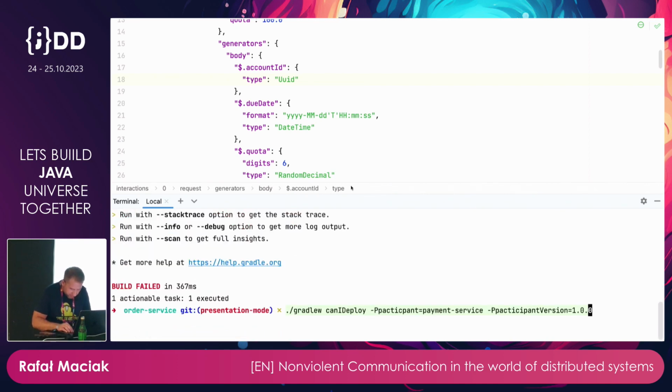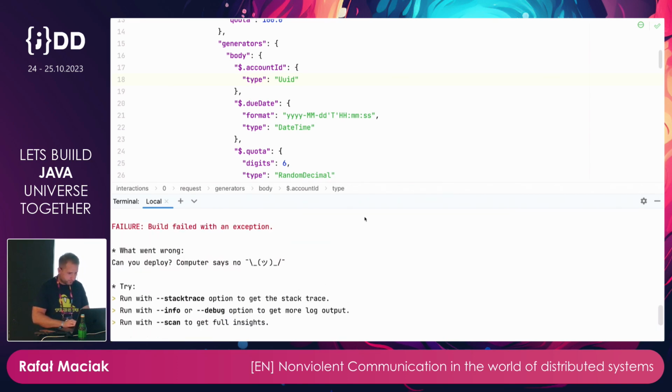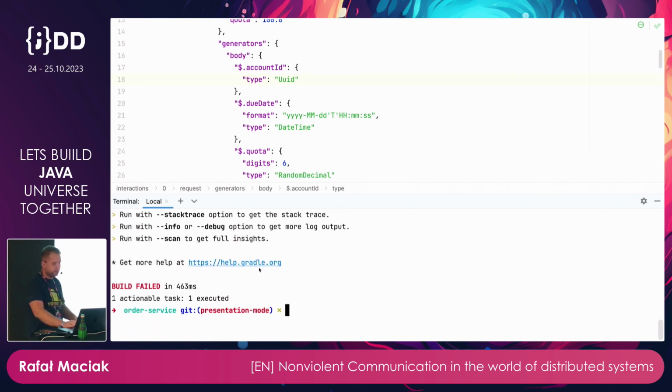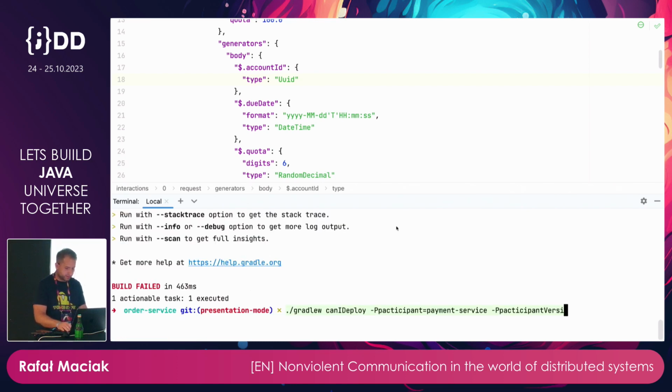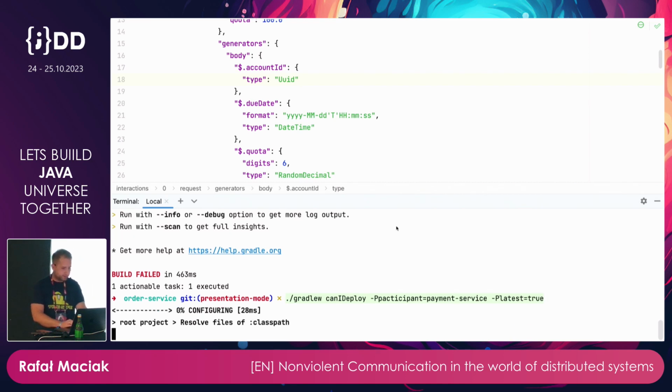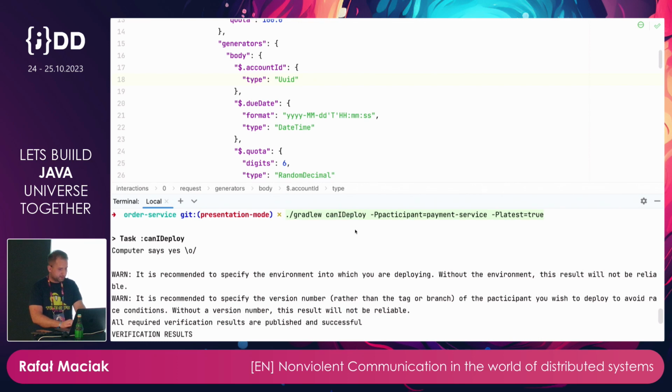Oh, something is wrong. Pacticipant. Ah, yes, thanks. Computer says no, and we have build failed because 1.0.0 is not compatible. However, if we check it for latest, which is 1.0.1, this should be green, build successful, and computer says yes. So as you can see, you can use this Can I Deploy task, use this tool, in your CI/CD pipeline, and check whether the specific version of your service may be deployed to production.